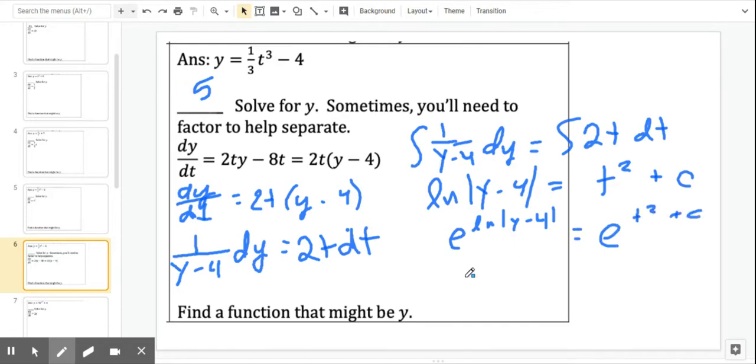That way, the e and the natural log will cancel out, and we're just left with y minus 4. You can get rid of the absolute value once you do that, because it has to be positive. So e to the t squared plus c. So what happens with this c? Well, that comes down in front of the e.